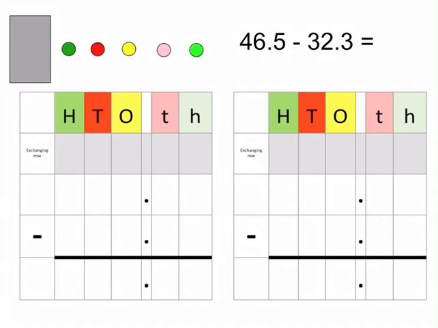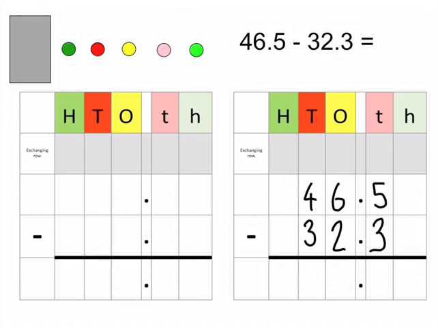It's a nice simple one with no exchanges. I'm going to try and do these in two ways at once. So I'll do them with tokens, or place value counters, and I'll do them just with a normal written out subtraction. So, on the right hand side, I'm going to write out the actual subtraction. So, making sure that the decimal point lines up, I've got 46.5 take away 32.3.